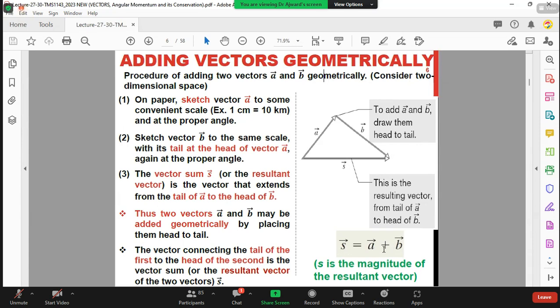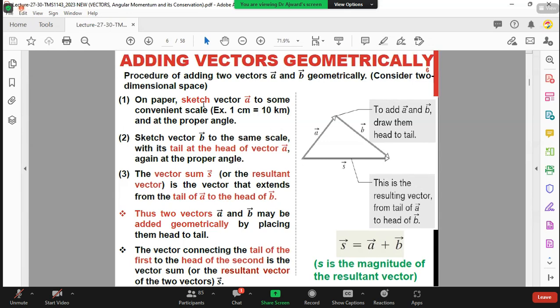In vector algebra, we can write it like this: vector A, with an arrow on top, which means A is a vector, plus vector B equals S. S is the resultant vector, that is the sum of the vectors. Resultant means the equivalent vector: you can replace vectors A and B by vector S.